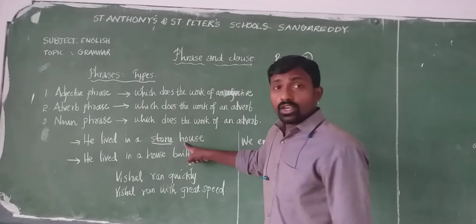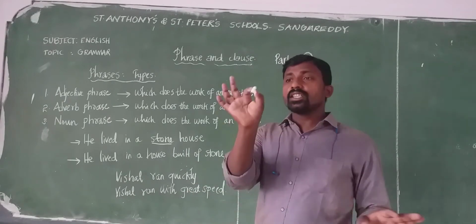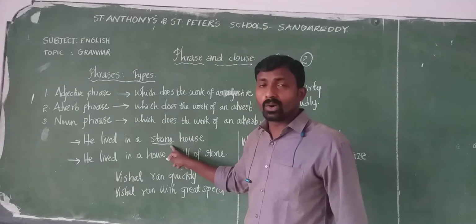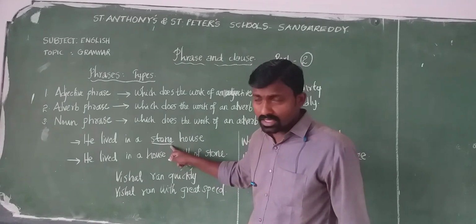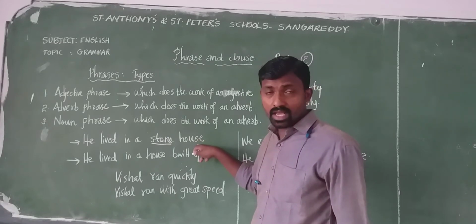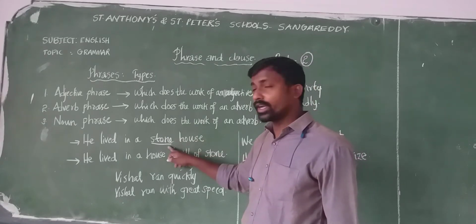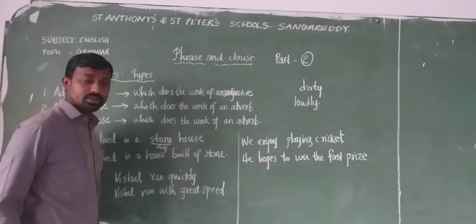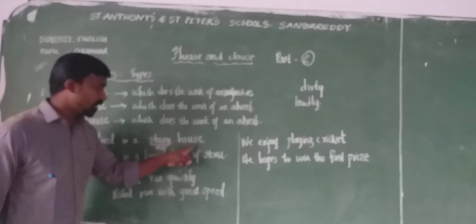If I say only stone, this is a stone, that will become a noun. But in this sentence, I use the word stone as an adjective because the word stone describes this particular house. So the stone has become an adjective. So he lived in a stone house. So stone has become an adjective and house is a noun.